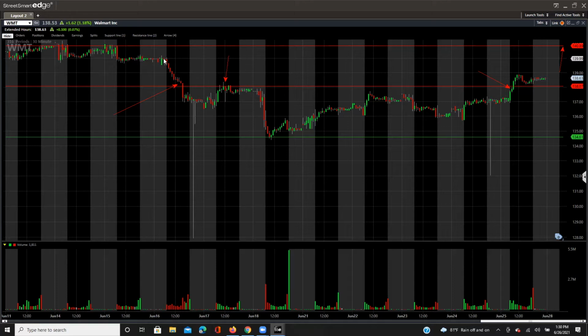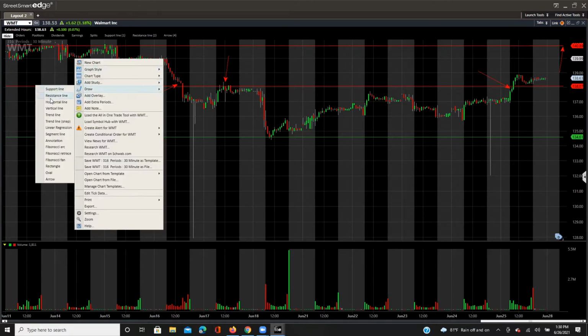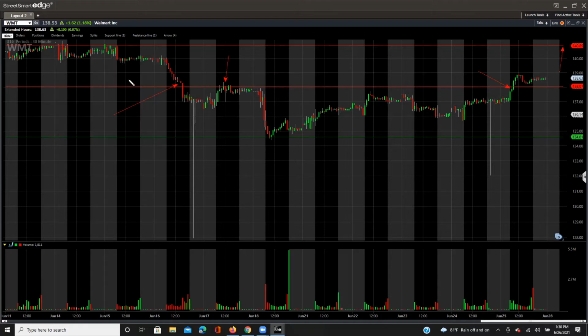So if you wanted to trade this, these are the things that you would need to be watching. You would need to be watching these levels for price to get above.